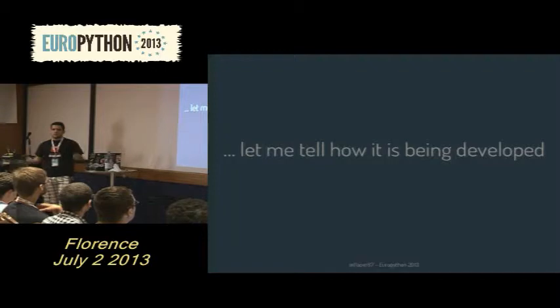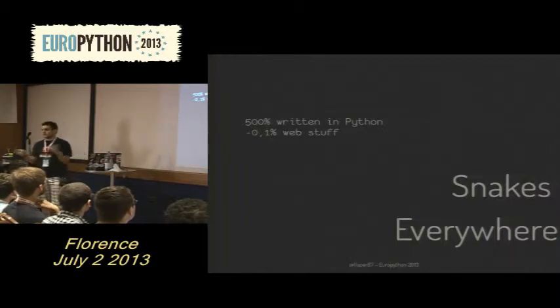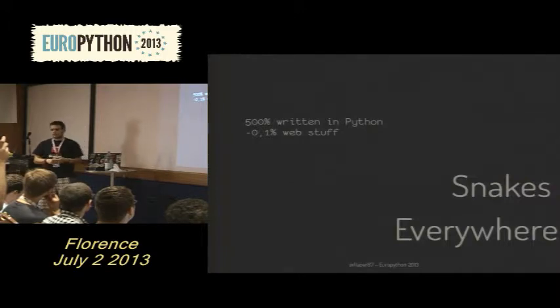So now let me share a little bit about how it's being developed. There's snakes everywhere. This is pure Python software, right? So it's like 95% written in Python and some small, not relevant percent of web stuff. And that web stuff is all around the horizon. So they have some CSS and JavaScript, obviously, and HTML. But it's all written in Python.